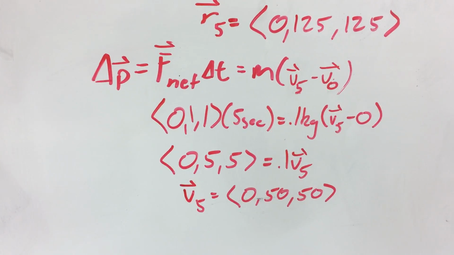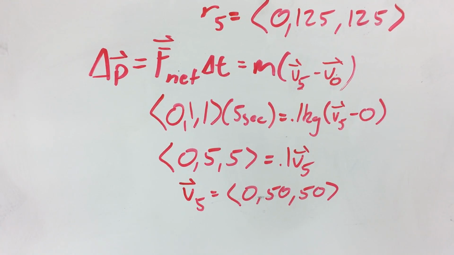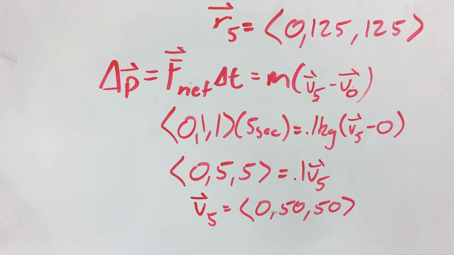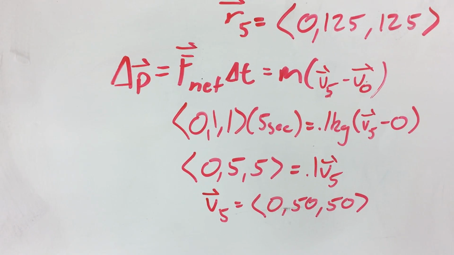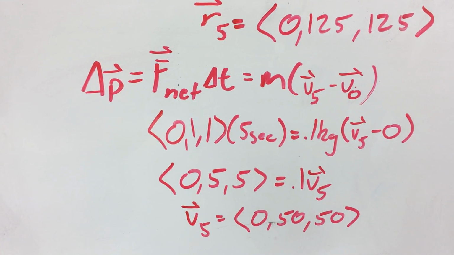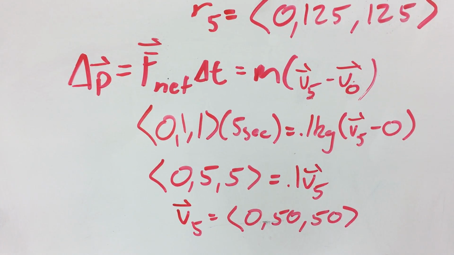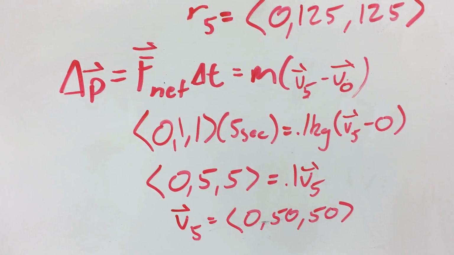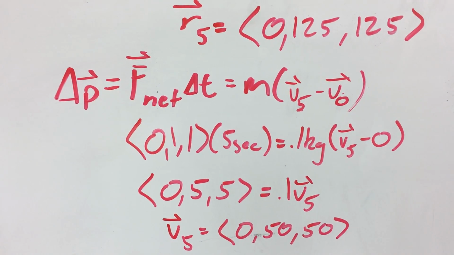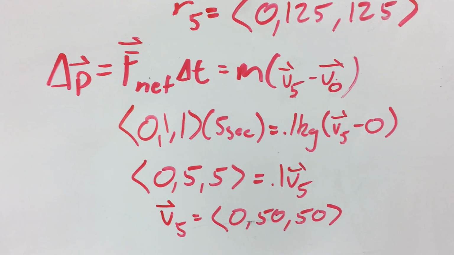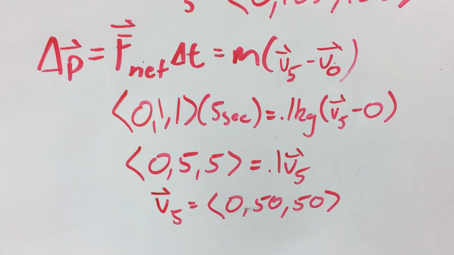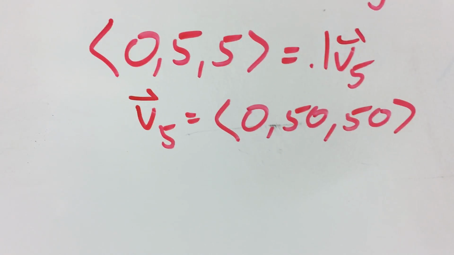And then we're going to use this relationship to find our velocity after 5 seconds. So we're going to plug in for our net force, which is the force that we found earlier. We're going to plug in 5 seconds because that's how much time has elapsed since the beginning of the experiment. Our mass is still 0.1 kilograms. We're trying to find our velocity at 5 seconds, and we're going to plug in 0 for our velocity at 0 seconds since our particle is at rest. So we plug those in, and we solve for velocity at 5 seconds, and we get out 0, 50, 50.